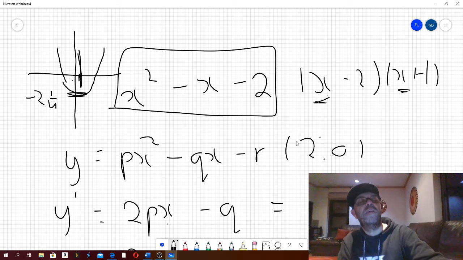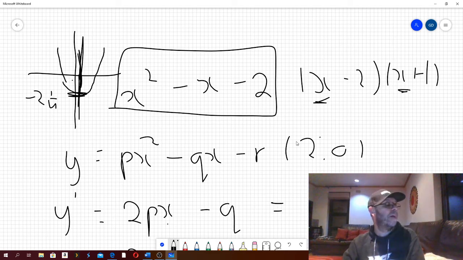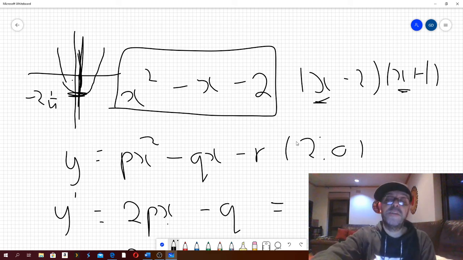You could have also found this value because it is the axis of symmetry, which happens at minus b over 2a. That's something you learned in earlier chapters in our algebra. And so there we've got the sketch of that curve.